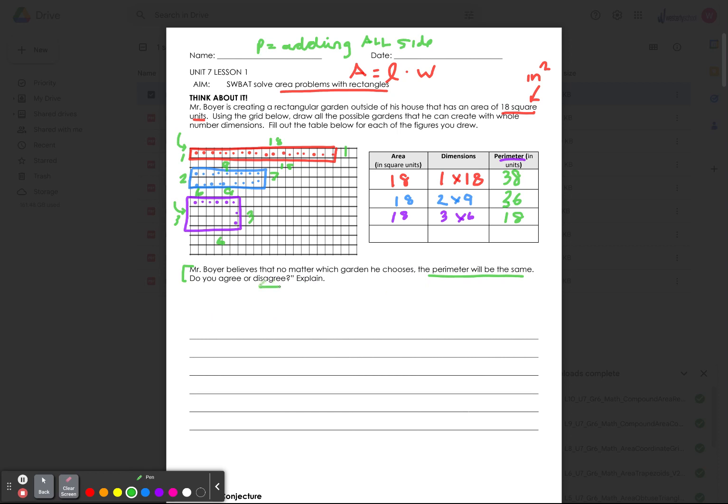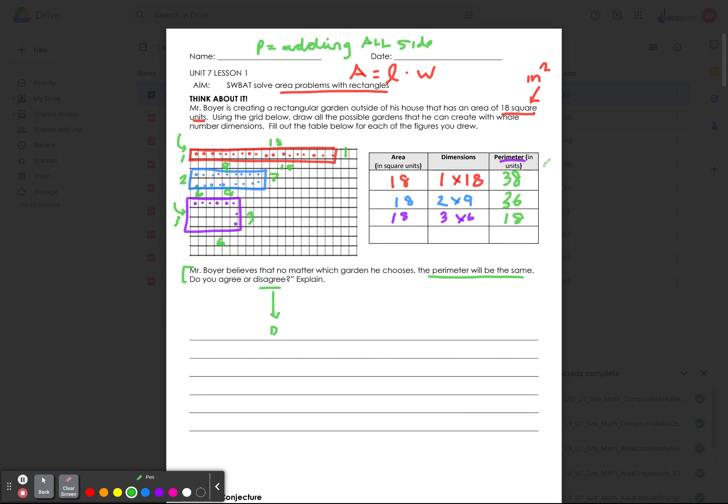Do we agree or disagree? We should be disagreeing, because as we can see with what we've done, the actual work, the perimeter changes when the dimensions of the rectangular garden change as well.